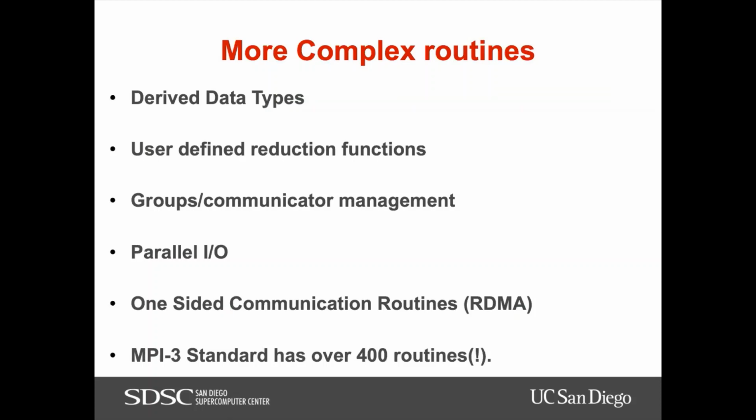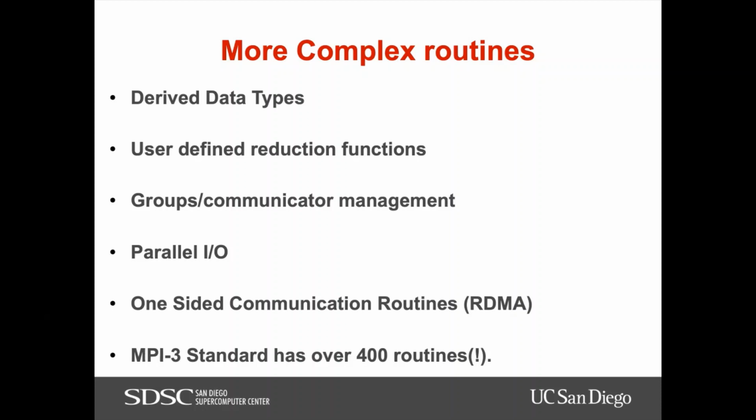As I mentioned, we didn't look at everything today. There are lots of complex routines that can use derived data types. You can have user-defined reduction functions. You can have groups of processes in different communicators; you don't necessarily have to put all the tasks into the whole communicator. We didn't look at parallel IO at all, but there are parallel IO routines that let you write out a single file from all the processes. So you can basically write different parts of the file from different tasks.